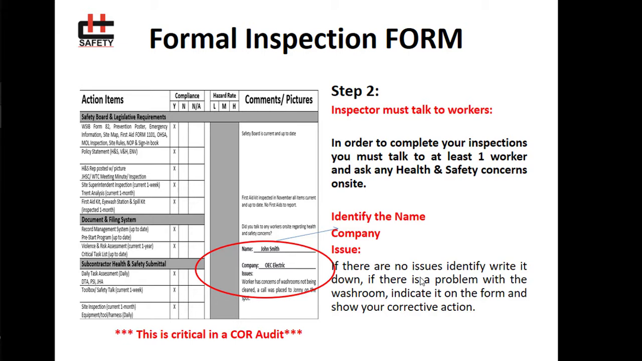Step 2. Inspectors must talk to workers. This is a critical component to CORE. In order to complete your inspection, you must talk to at least one worker and ask them if they have any health and safety concerns on site. You want to identify the member's name and the company that they're with and their concerns. If there are no issues identified, write it down. If there is a problem with the washrooms, for example, indicate it on the form and show that you are closing it out. This is critical to achieving a successful CORE outcome.